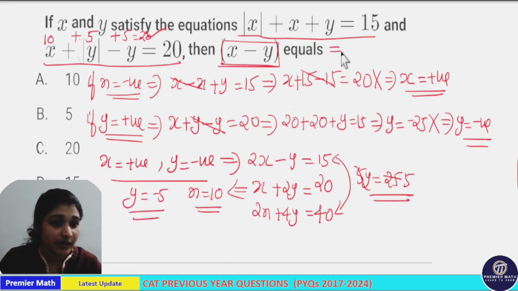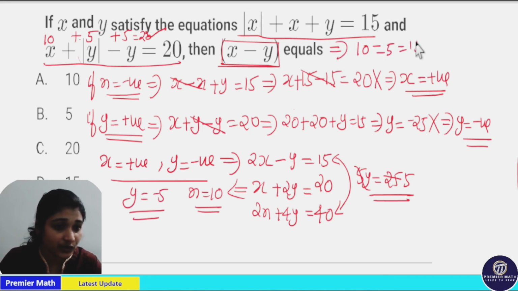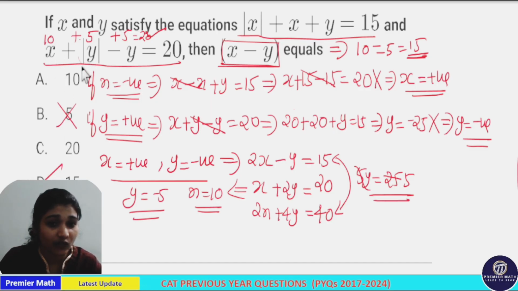So x minus y equals 10 minus minus 5, which is equal to 15. So if we give x 10 and y minus 5, we will get x minus y as 15. So option D is your answer. Here you may get 10 minus 5 as 5, but that is wrong because if we put x as 10 and y as 5, then the second equation will not balance.